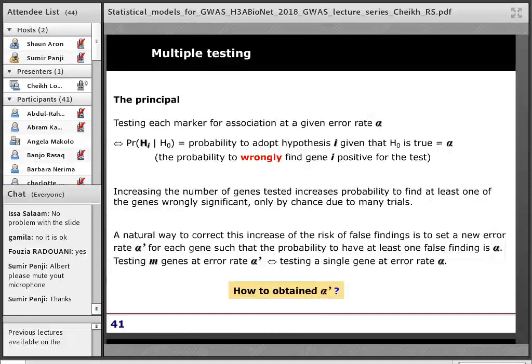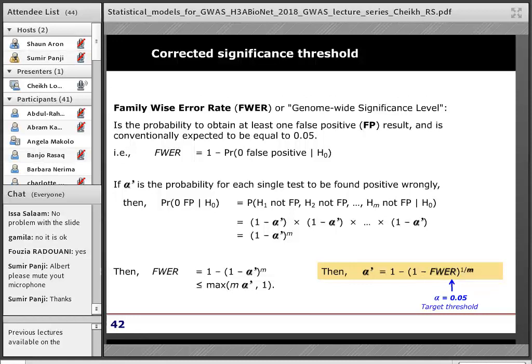The false positive rate. Increasing the number of genes you are testing from 1 to M will artificially increase the probability to find at least one of the genes wrongly significantly associated with the trait, and this is just due to many trials. So a natural way to correct this increase of the risk of false finding is to set a new error rate that we can name alpha prime, and we have to set alpha prime depending on alpha to have at the end 0.05. So we have to control alpha prime by defining the level of alpha.